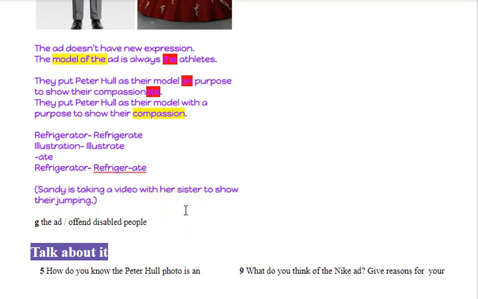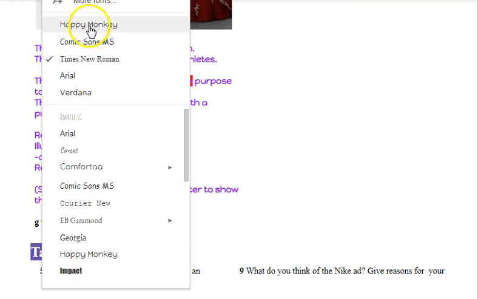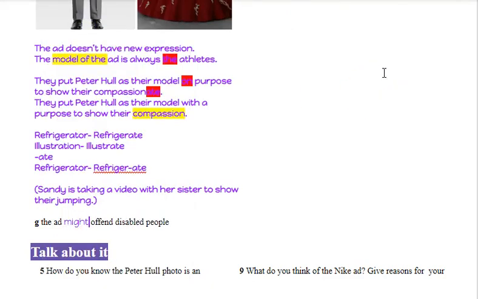Next one, letter G. The ad might offend disabled people. Again, can you read that?